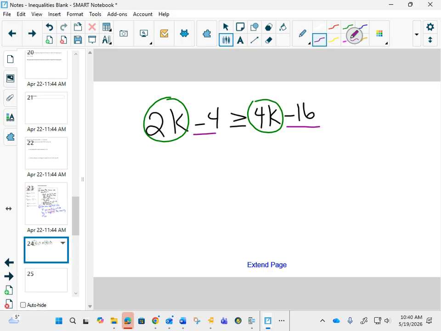This one's a little bit more complicated because we have more like terms.